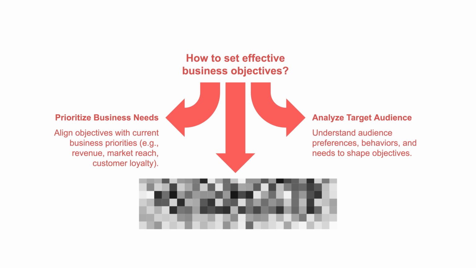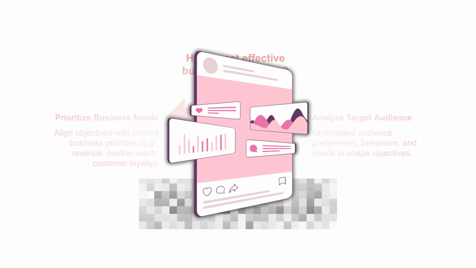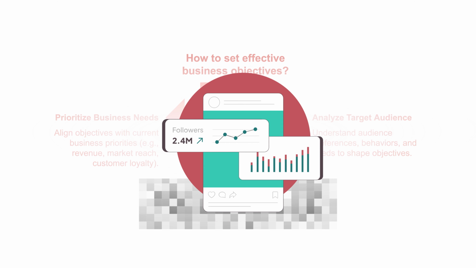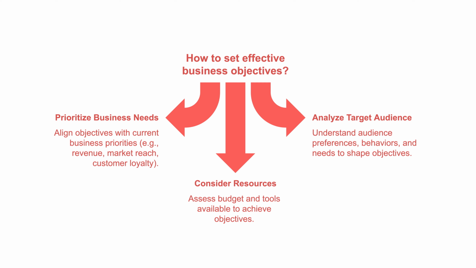Analyze your target audience. Who are you trying to reach? Understanding their preferences, behaviors, and needs can help shape your objectives. Utilize tools like surveys, social media insights, and website analytics to gather data about your audience. Consider available resources. Do you have the budget and tools necessary to achieve these objectives? Be realistic about what you can accomplish within your constraints.